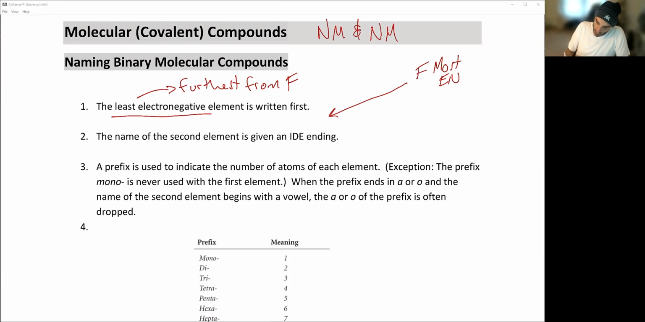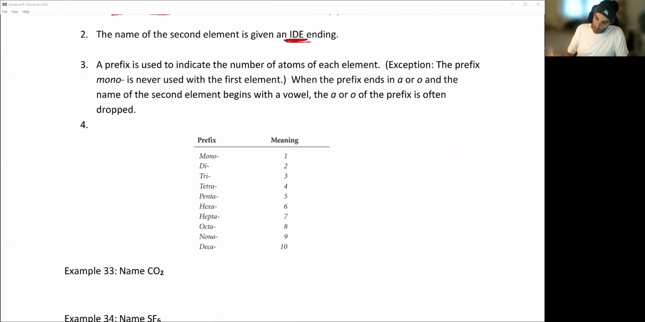Okay. The second one, again, same thing with any binary compound. That's why I always tell you to name them, regardless if there's a metal or not. If it's binary, it's going to get an IDE ending. And we're simply going to use these prefixes in front. So a prefix is to indicate the number of each. Okay. The one exception, though, is mono is never used for that first element. And weirdly enough, when a prefix ends in an A or an O, and the name of the second element begins with a vowel, we just drop it, often. And notice that often is dropped. Okay, so it just comes from practice. I'm not going to hold you over the coals if you forget to drop the A or the O. I just want you to recognize it's there.